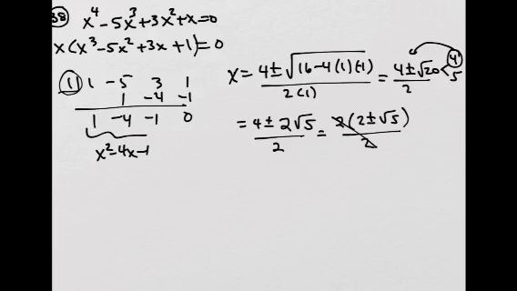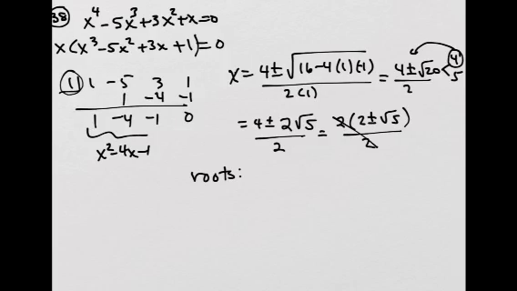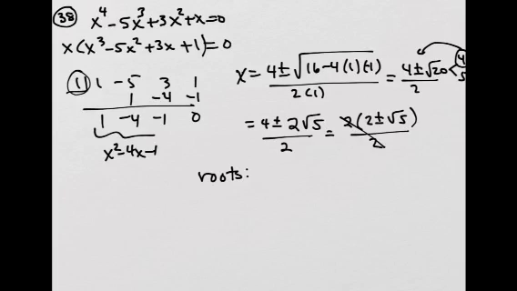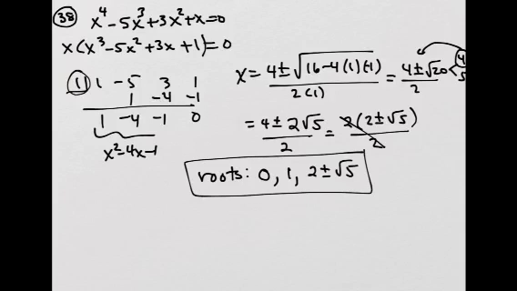So the roots are zeros. Remember we factored out an x over here? So that's a factor, so that's going to be 0. Then through synthetic division we got 1. And through the quadratic formula we got 2 plus or minus radical 5. So those are your 4 roots right there.